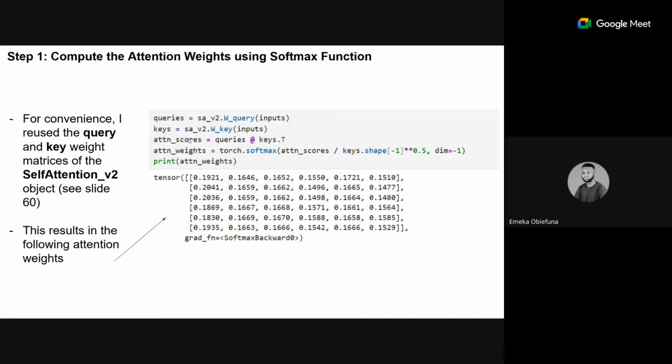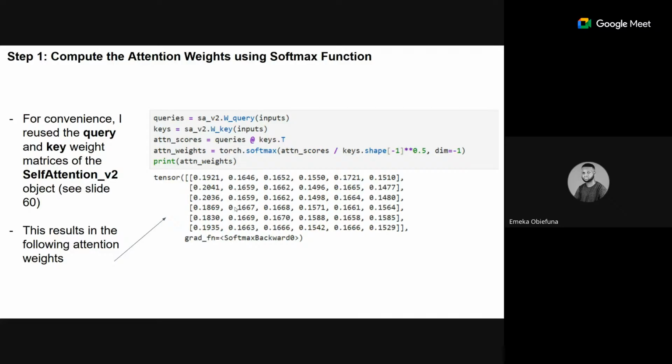Once you've gotten your attention scores, the next thing you need to do is normalize with softmax. Don't forget that you need to divide by the square root of the embedding dimension of your key. Once you've done this, it's going to give you your attention weight, and when you print that, it's going to give you something like this. So this is the first step. I want to believe that everyone here understands what's going on.